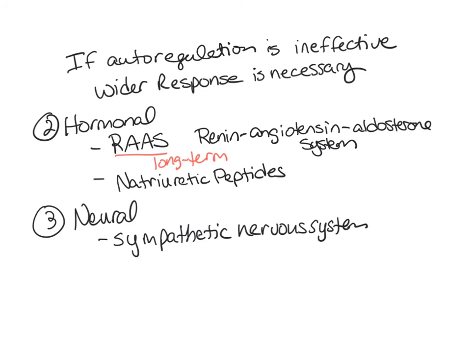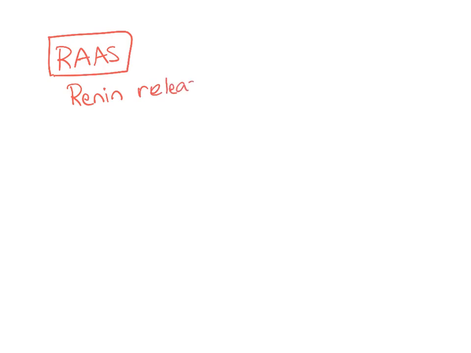By activating the sympathetic nervous system, it will also affect the glomerular filtration rate. So the RAAS. This system begins with the hormone called renin. Renin is a hormone that is released from the kidney under several different situations.